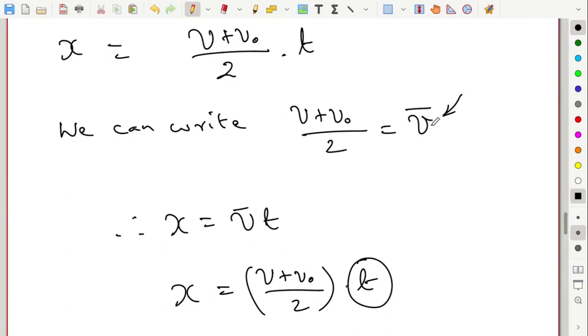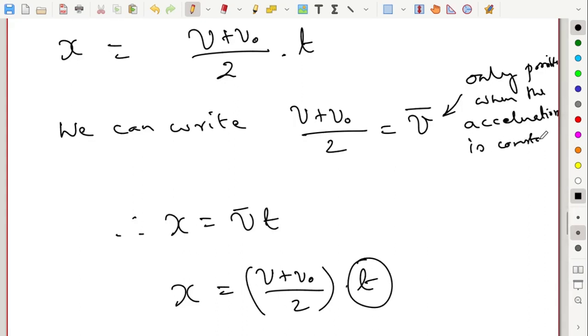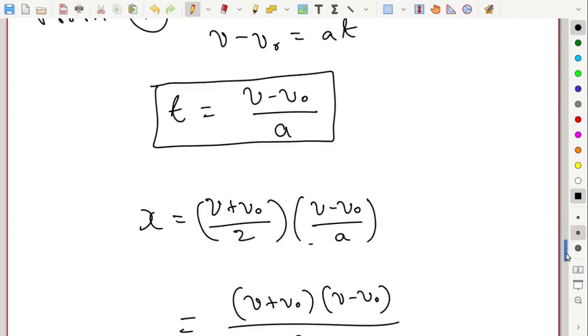If the acceleration is not constant, the velocity keeps changing at every instant. So there would not be only an initial and a final velocity; there are so many velocities. In that case we cannot write it like this. It is only possible when the acceleration is constant. That is why in the kinematic equation derivation we said equations of motion for constant or uniform acceleration.